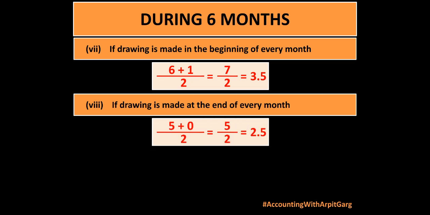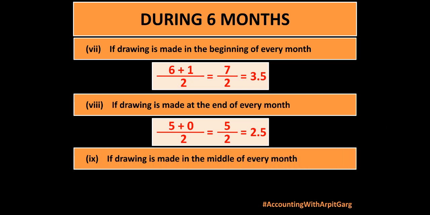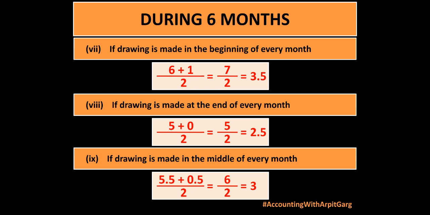Then middle of every month. So first drawing will be made in the middle of first month. So first 15 days are gone. So we will have 5.5 months left. Last drawing will be made in the middle of last month. So we will have only 15 days left. So that is half month, 0.5. So we can say 5.5 plus 0.5 divided by 2.